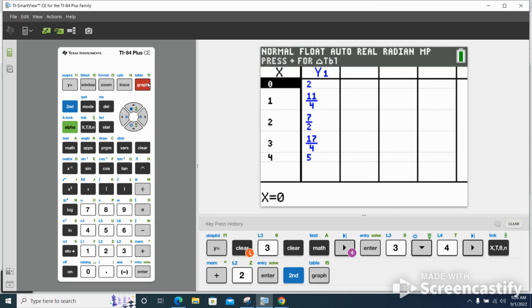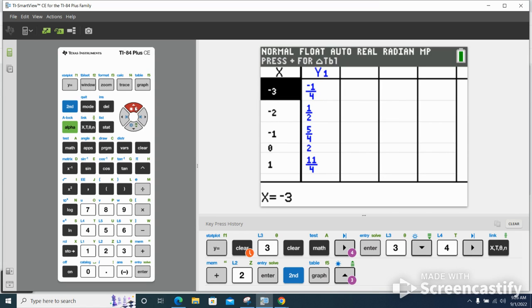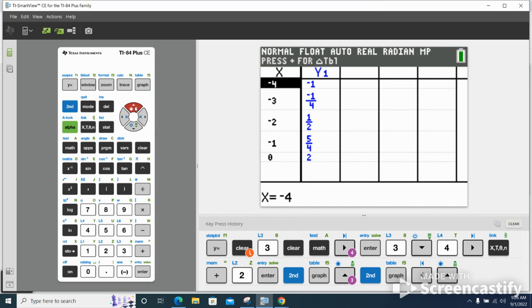Notice that it kicks out some fractions. Well, what I need to see is when x equals -4 to x equals +4. So I'm going to hit the up button. I hit second graph button. Okay?